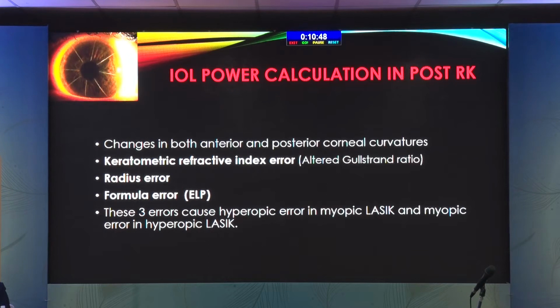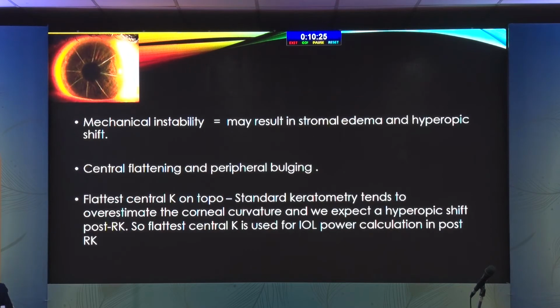So coming over to the first topic, post-RK. We know that there are changes happening both in the anterior and the posterior cornea based on the depth of the RK which is done. You can take an ASOCT for guidance as well. And there are three main errors which can cause a hyperopic error in myopic patients: the keratometric refractive index, the radius error, and the formula error.